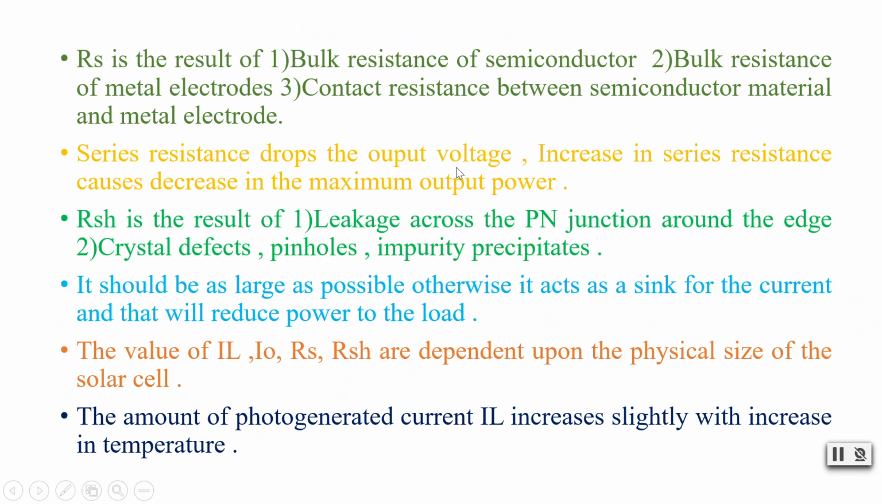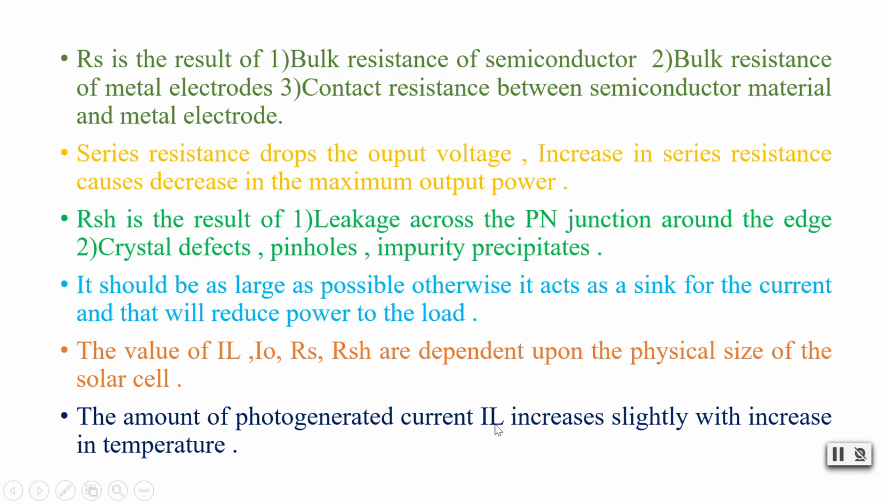Otherwise, if the RSH is low, then it acts as a sink for the current, and that will reduce the power to the load. Hence, the values of IL, I naught, RS and RSH are dependent upon the physical size of the solar cell. From the equivalent circuit, we have seen IL, RS, and RSH, and we will see IO further in this lecture.